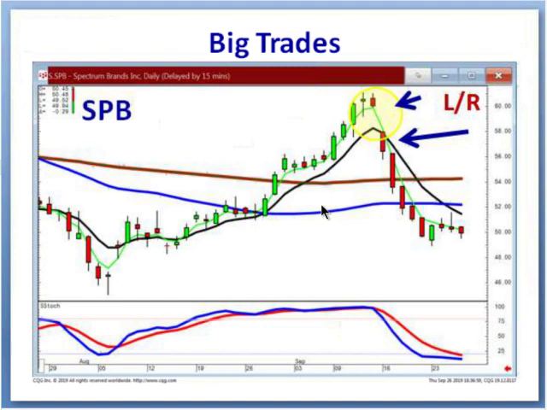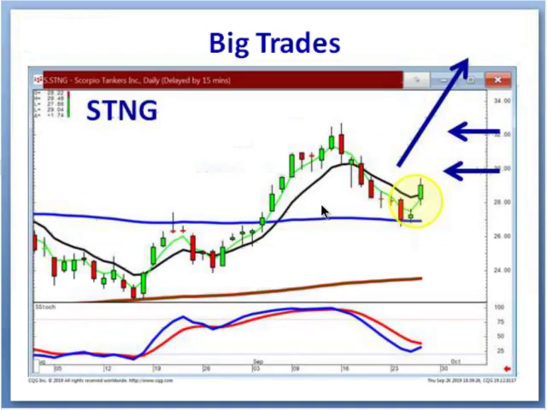So anytime we can see a potential trade, Sting is our recommendation for tomorrow.